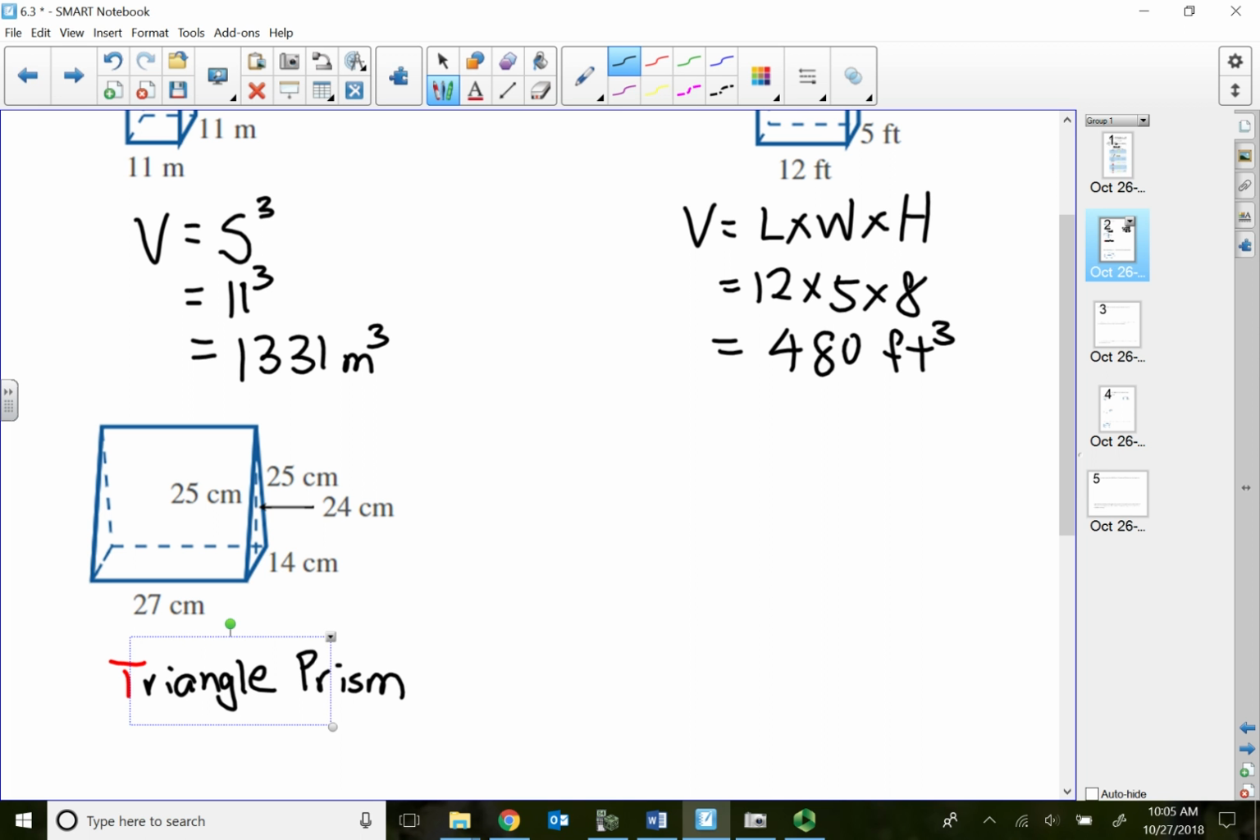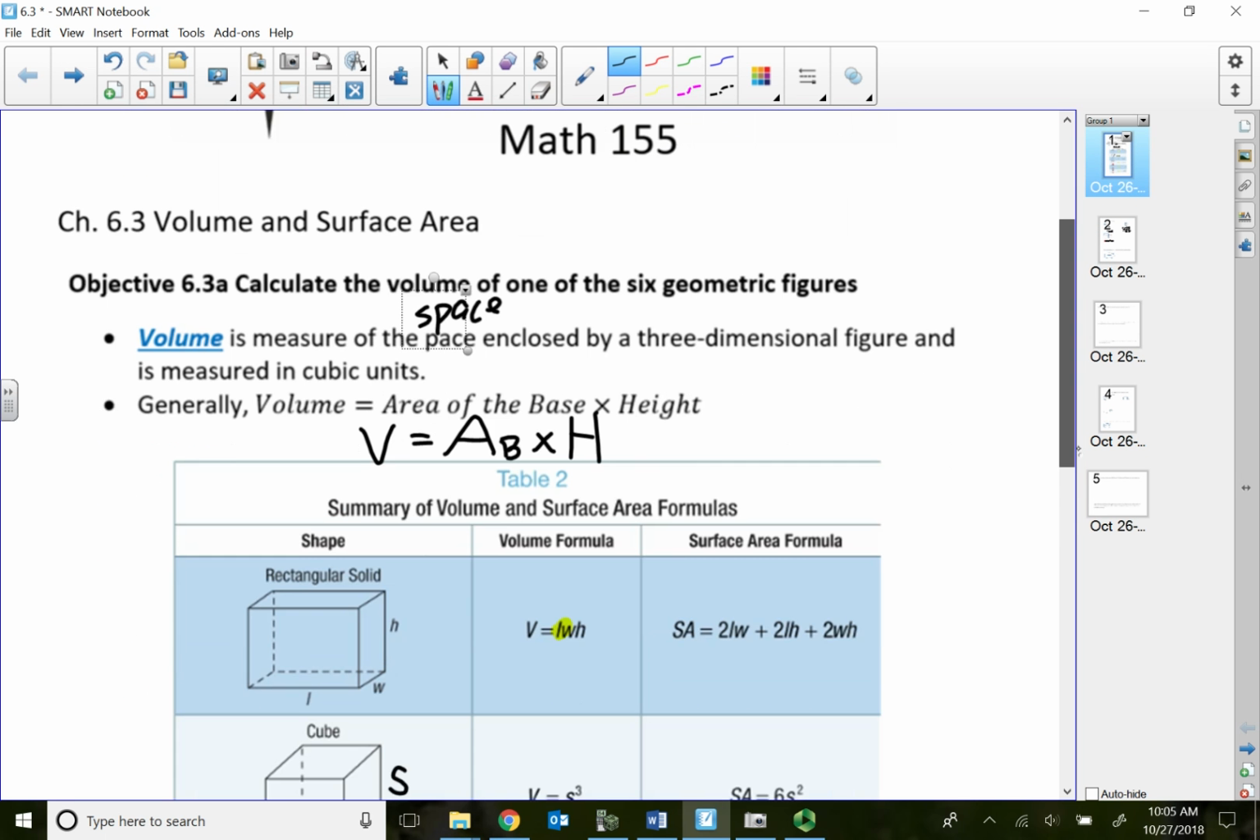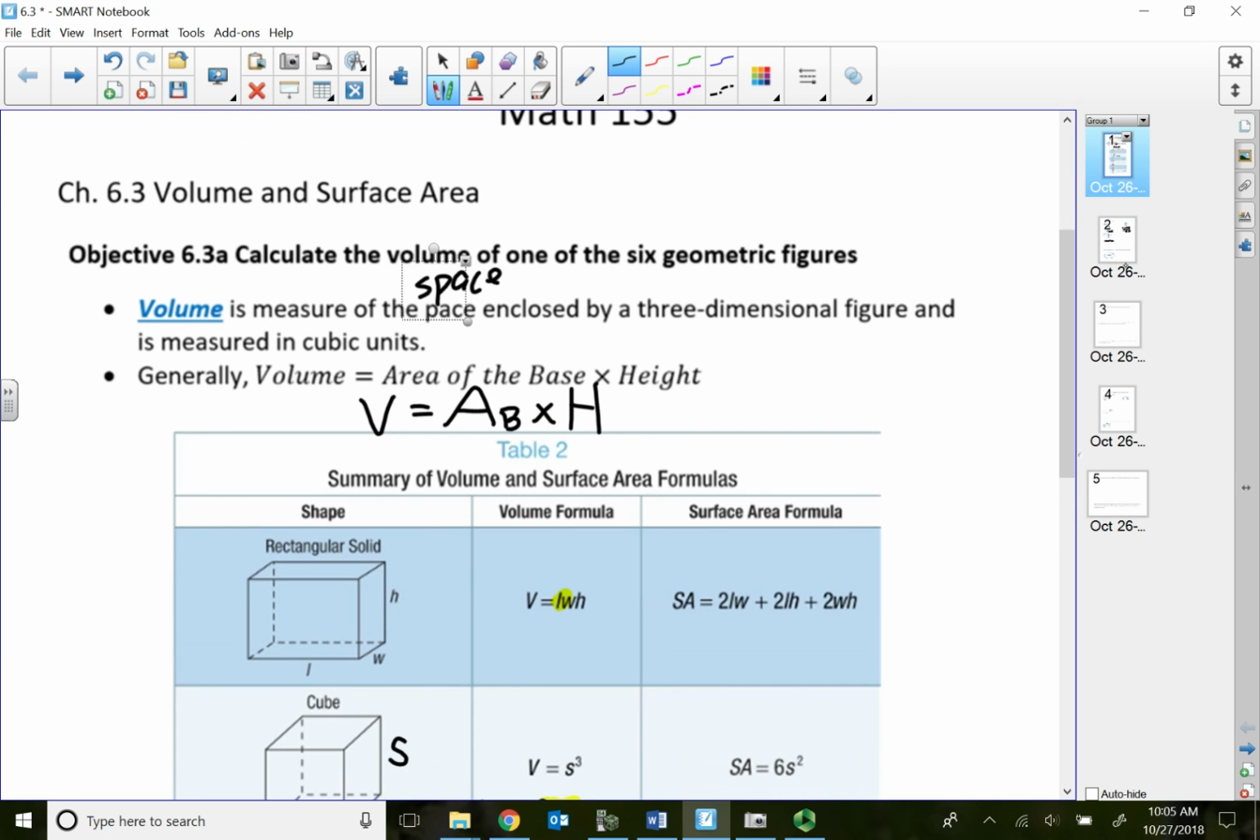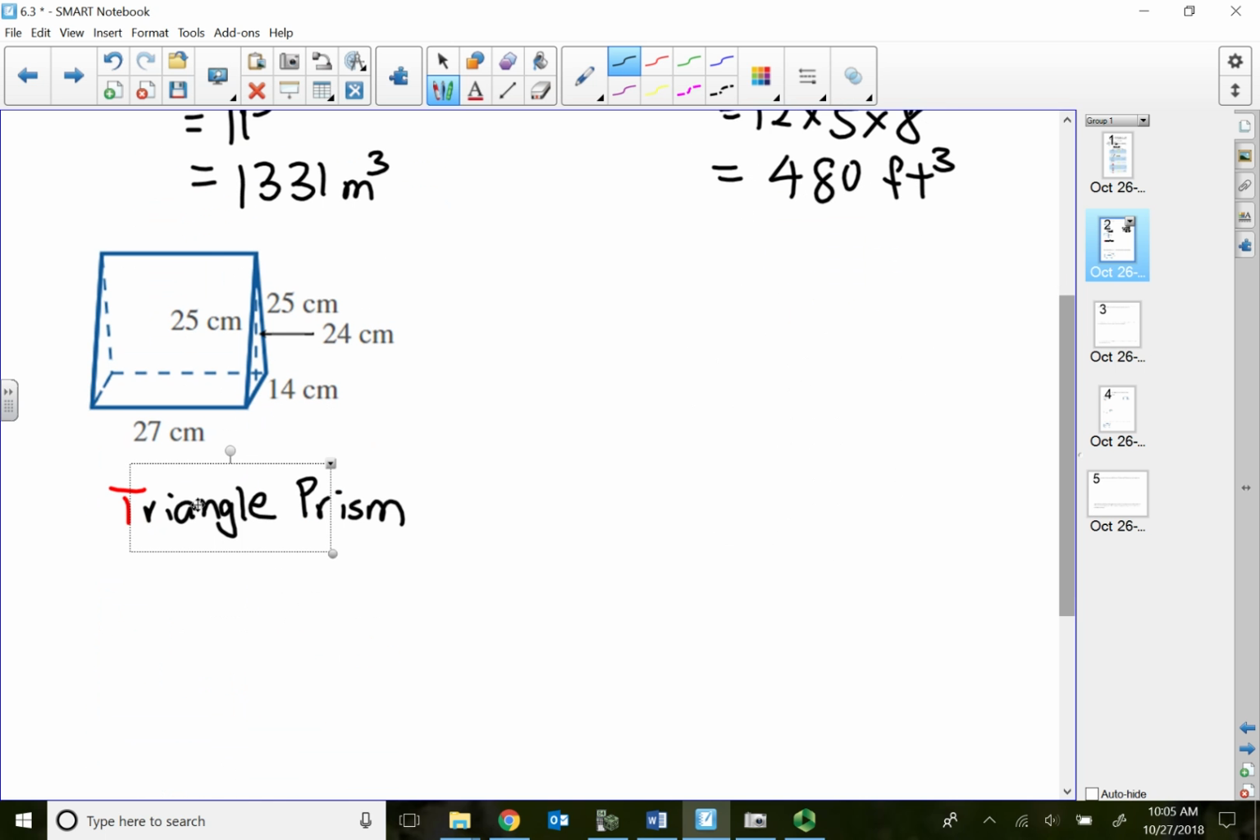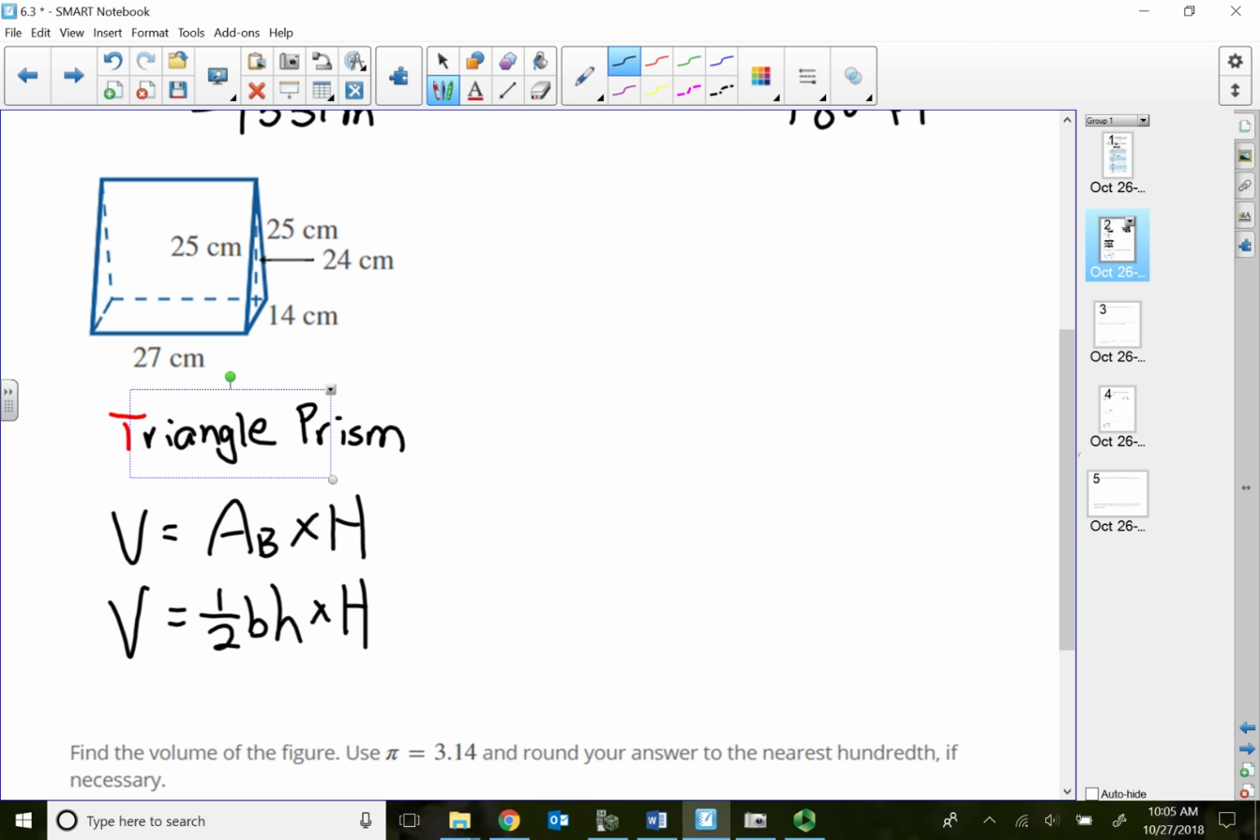If you ever have to take Math 168, we will actually use the word prism rather than the word solid. This is considered a triangular prism because I'm using a triangle for the base. So my volume is the area of the base times the height. To find the area of a triangle, that will be half times base times height, just like we mentioned in 6.2. And then times the height of my prism or solid.